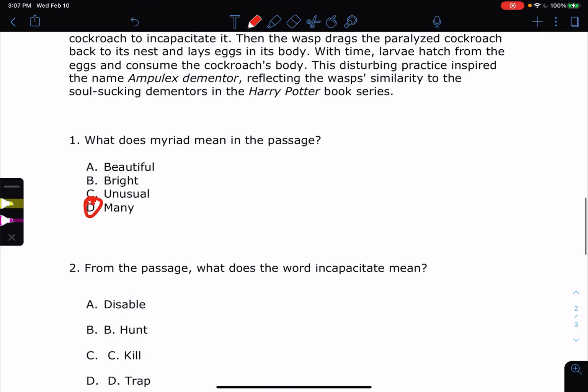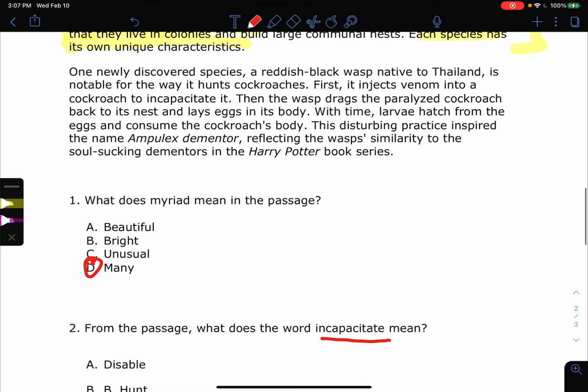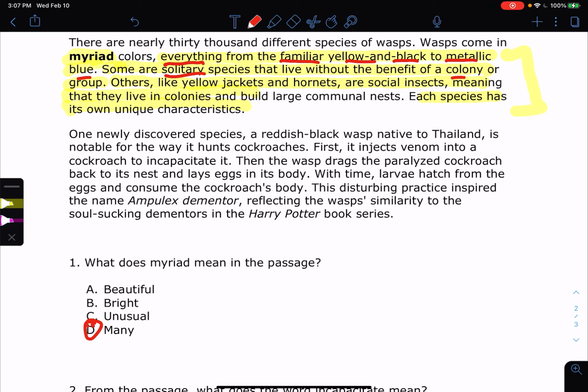There's another word here in the passage, the word incapacitate. Let's find out what incapacitate means. One newly discovered species, a reddish-black wasp native to Thailand, is notable for the way it hunts cockroaches. First, it injects venom into a cockroach to incapacitate it. Oh, this is a good one. So first it injects venom, so injecting venom into a cockroach, that's the context clue. What does incapacitate mean, right? So it's obviously not something pretty. It's not something good for the cockroach.